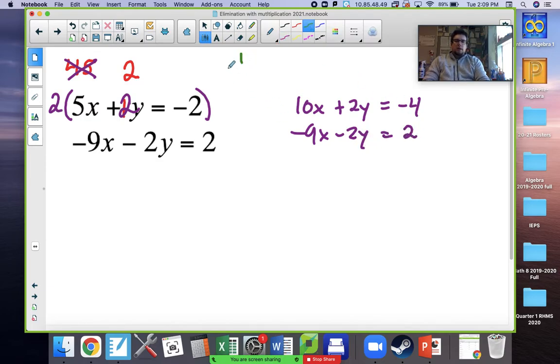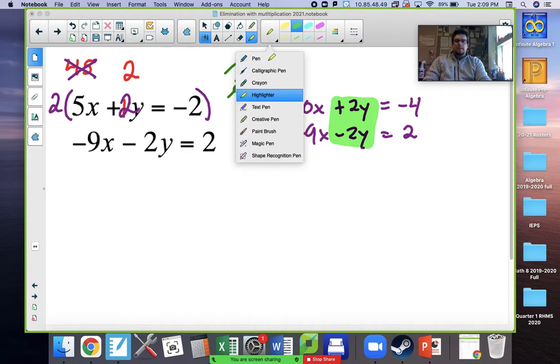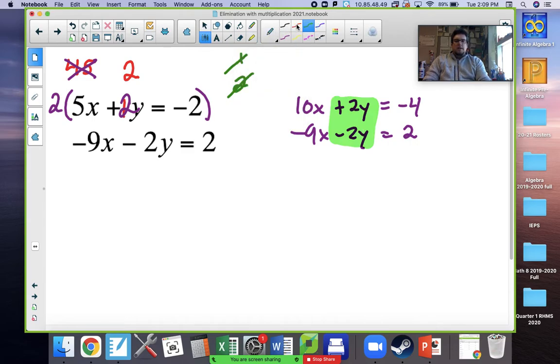So step number 1, was it lined up? Yes. Step number 2, we didn't have equal coefficients. We made equal coefficients. We made this problem say the same thing. Because these signs are different, we're going to add.